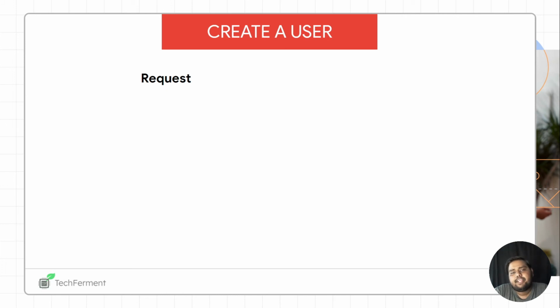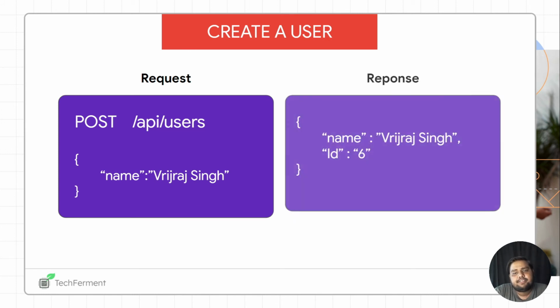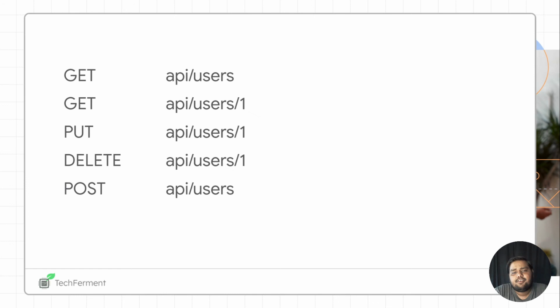And also you can create a user. For creating a user, we need to call a POST request. So we have a POST request, and the URL will be /api/users, and then we need to pass the data, and this request goes to the server, and the server will give me the response like the user is added, and the ID of this particular user is 6. Okay, so these are all the requests.